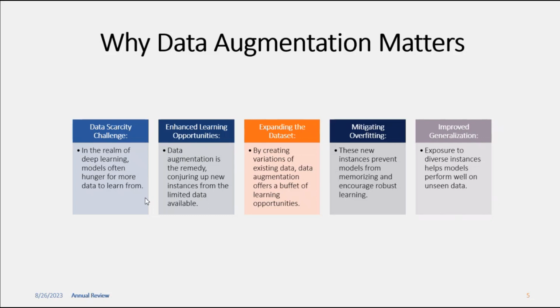This not only helps with the hunger for data, but also acts as a shield against overfitting. Overfitting is when a model memorizes data instead of learning from it. It's like a student cramming for an exam, and the new instances generated through data augmentation prevent the model from becoming a memory expert, and encourage it to learn more robustly. Plus, this diverse diet of data helps the model perform well on new unseen data sets, like a seasoned chef mastering new recipes and different recipes at the same time.